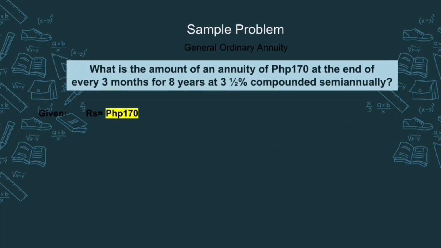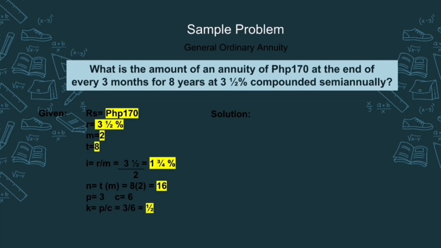Our periodic payment is 170 pesos. Our rate is 3.5%. Our compounding period is 2. Our term is 8 years. And our i is 1 and 3/4%. n is 16. And our k is 1/2 because our p is 3 months and our c is 6 months for every semi-annual period. So we have 3 divided by 6, and in simplest form, we have 1/2. So the formula that we're going to use is the final value, which is here.